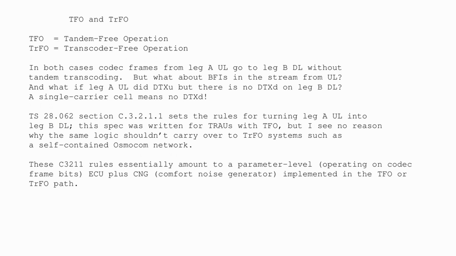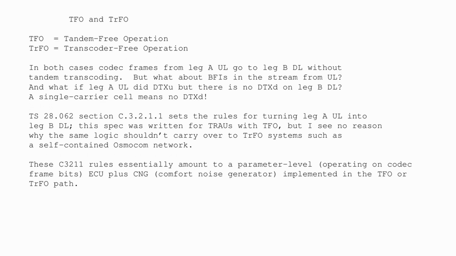So what if you have DTX on the uplink, but no DTX on the downlink? And even aside from DTX, what if you just got some BFI? You just lost some frames for whatever reason. It could be radio link errors on link A. It could be FACCH stealing on link A. It could be packet loss in the IP network in between.